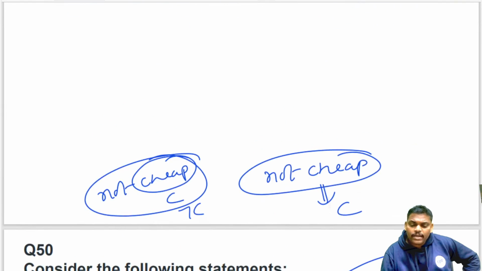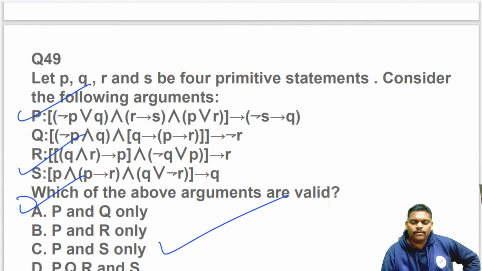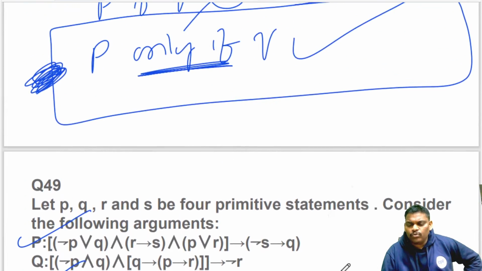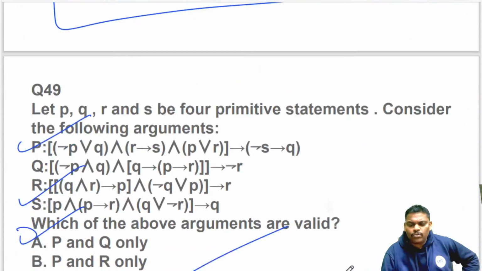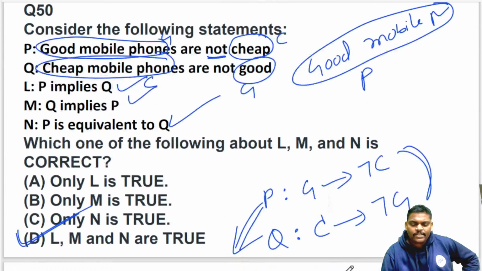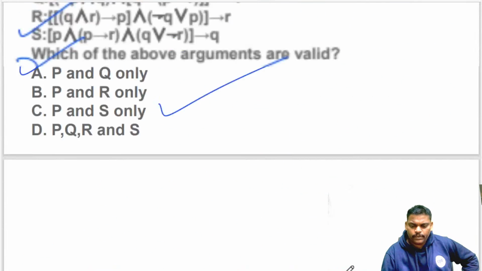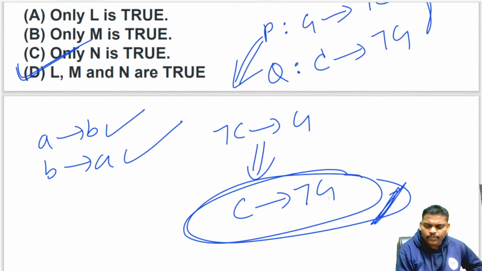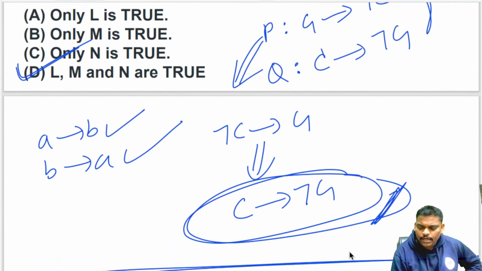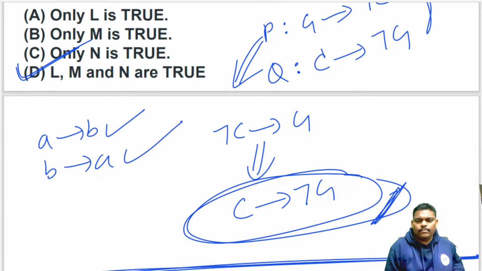Please, whichever area is troubling, revise again. Because you have 12 subjects, you have to revise most frequently. Otherwise, it will go out of your cache memory. Fine. Perfect. So until 50 we are done. Please take care.